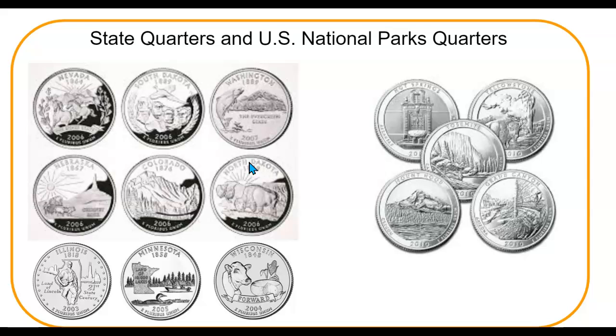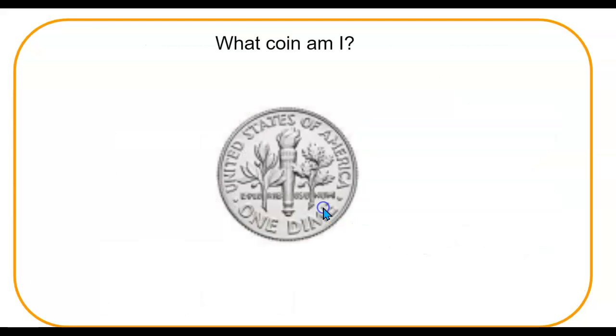And this is what the state quarters look like. Here's our Minnesota state quarter. See how it has a loon on it? And we also have some national parks quarters. So every state has a quarter, and there are a lot of national parks quarters now too.